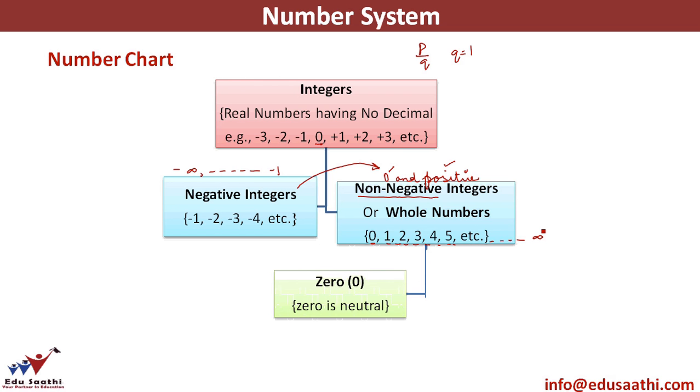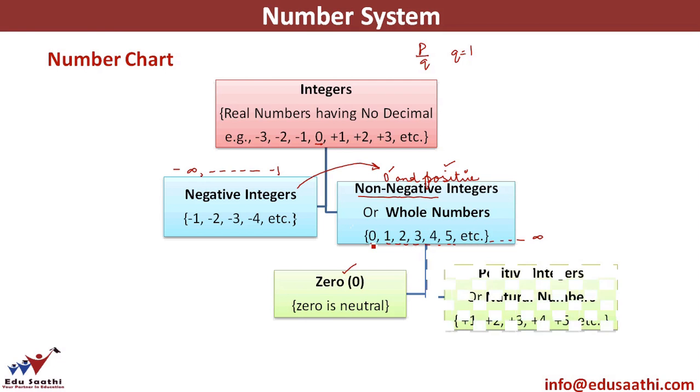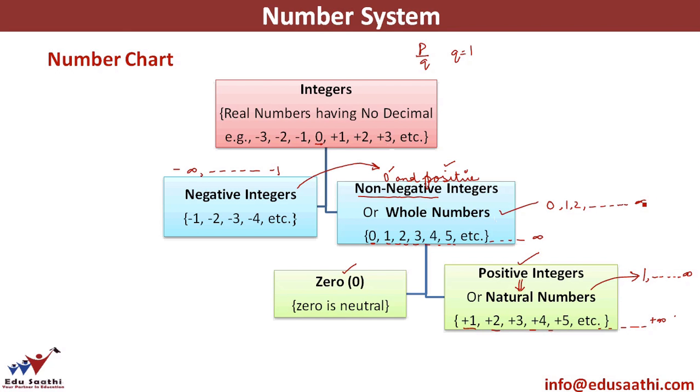So if I have to classify them, I would call them 0, which is neutral, and positive. Positive integers would start from 1 and go on till plus infinity. The other name for positive integers is natural numbers. So natural numbers start from 1 and they go on till infinity. The other name for non-negative integers is whole numbers. Whole numbers start from 0 and extend up to plus infinity.